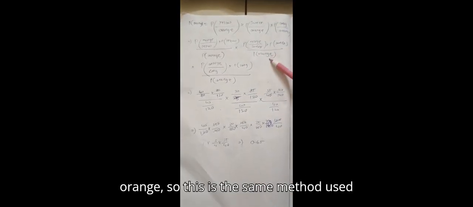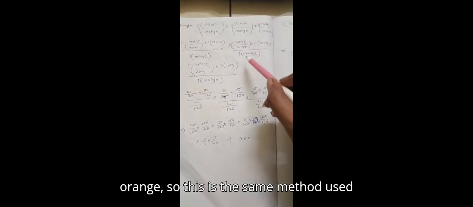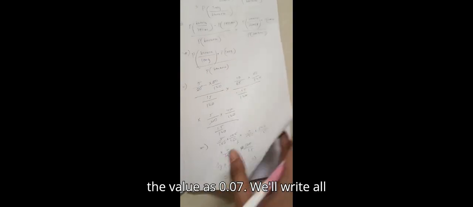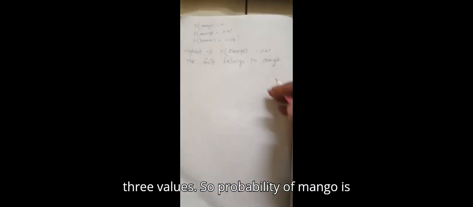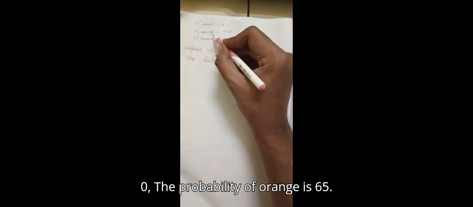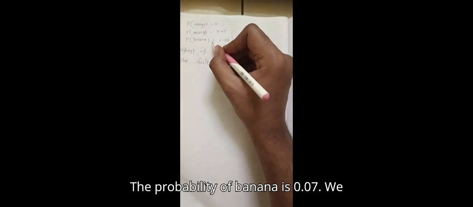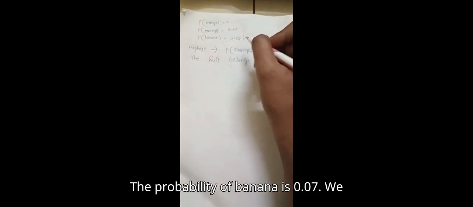You can see I have calculated for the orange. This is the same method used in the previous one, but for time saving I have calculated for the orange one and we get the value as 0.65. And for the banana part I have got the value as 0.07. We'll write all three values. So the probability of mango is 0, the probability of orange is 0.65, the probability of banana is 0.07.